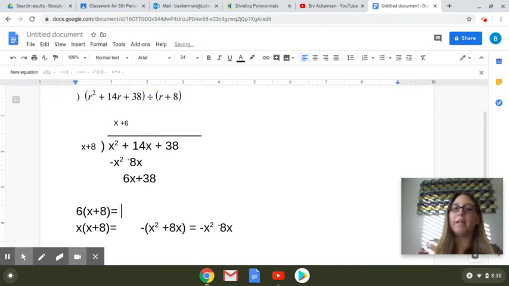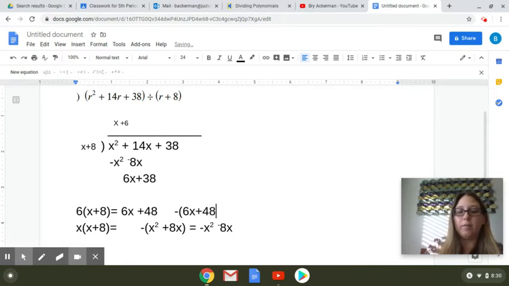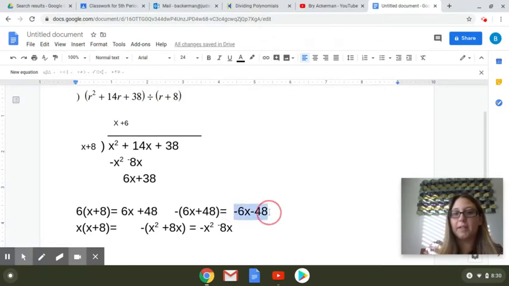Okay. And so we get 6 times x, which gives me that 6x I was looking for. And then we get 6 times 8. So that's a positive 48. Again, though, when we're doing division, we need to subtract this. And so I'm going to end up distributing that subtraction. And so it changes the signs and we get the negative 6x minus 48. Okay, and so then we're going to take that and we're going to subtract it up here.